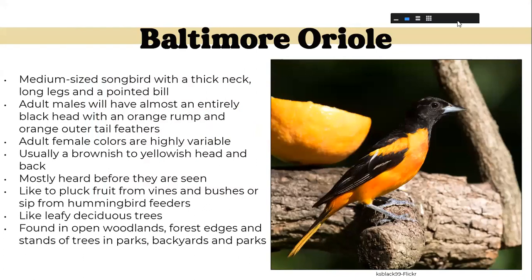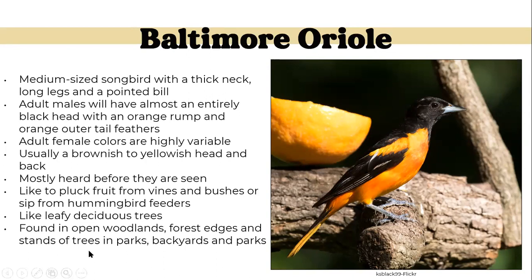Baltimore orioles, which you might be seeing right now. I just saw some last weekend. They're medium-sized birds that have an orange breast. The males usually look like this, and they have that orange rump on their tail feathers. The female is a little bit differently colored. She usually has a brownish, kind of yellowish head. She's not as brightly colored as the male.